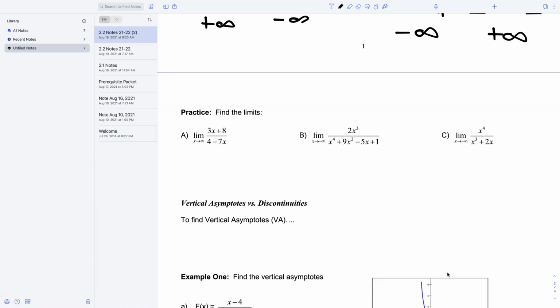Check your answers with your friendly calculus neighbor there. See how he or she is doing.